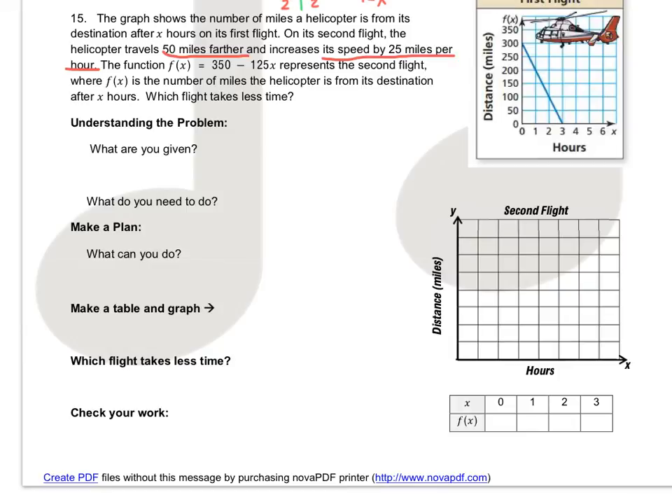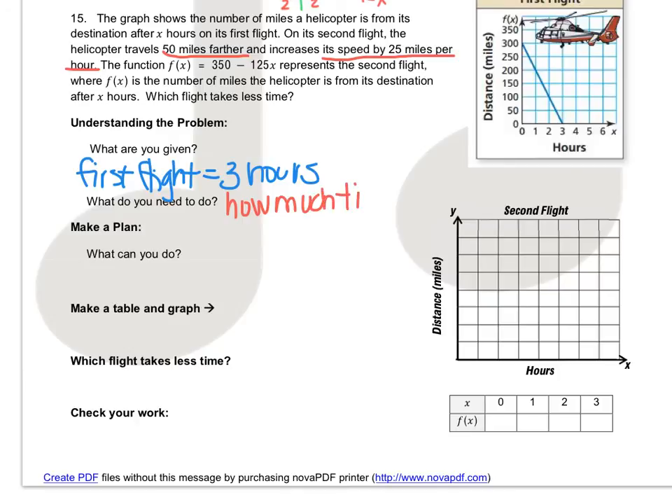Which flight takes less time? Well, we know the first flight took 3 hours. That's something we know. So what we need to figure out is how much time the second flight takes.